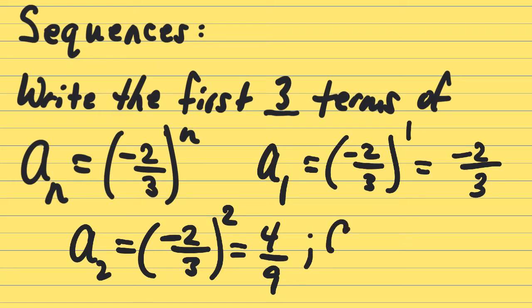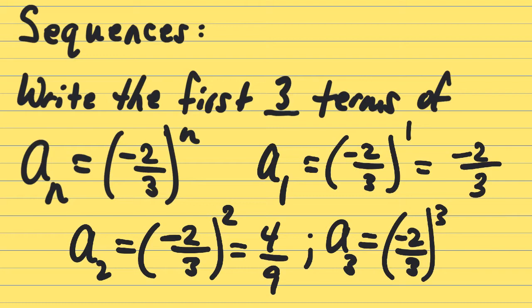And then finally a sub 3, negative 2/3 cubed. And let's take a moment. That's going to be negative 2 cubed, which is negative 8. 3 cubed, which is 27. And so your third term is going to be negative 8/27. Okay, so that's precisely how you would approach the first problems in your homework link. Let's move on to the next slide.